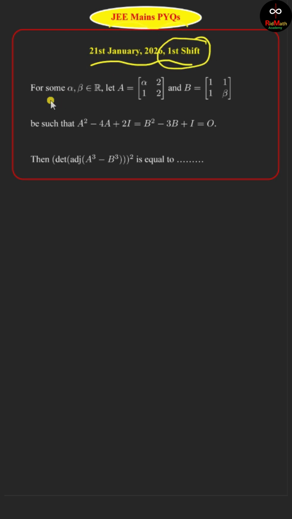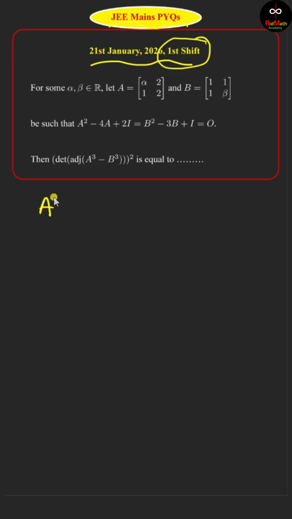This question is saying for some alpha and beta belonging to R, let matrix A be this and matrix B be this, such that A square minus 4A plus 2I equals B square minus 3B plus I equals the 0 matrix. Then the determinant of adjoint of (A cube minus B cube) whole square is equal to what?